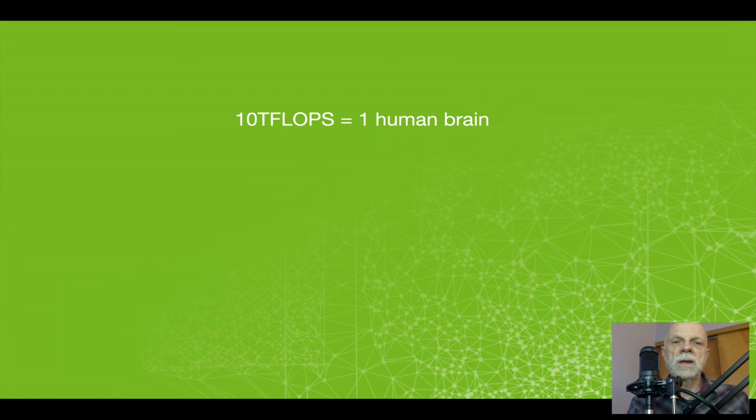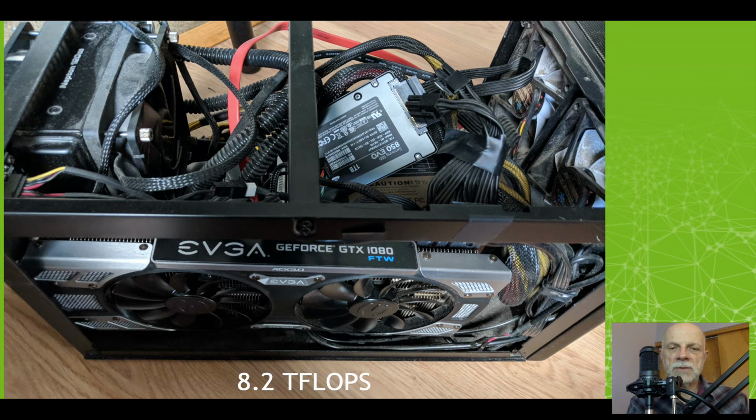All right. According to Kurzweil, a human brain is about equal to 10 teraflops, floating point operations a second. Right now, this is my older computer. You can see all the dust on it, but it does 8.2 teraflops. So it's getting pretty close to a human brain, at least according to Kurzweil. You can see the technology isn't that new. It has an older graphics card, and all that power, the teraflops, is in that graphics card.